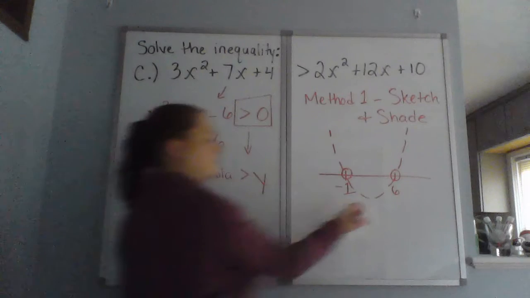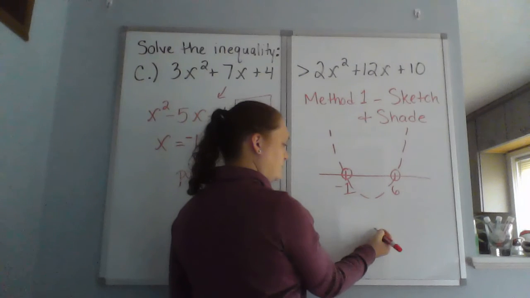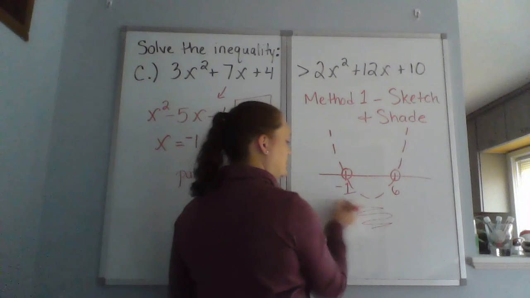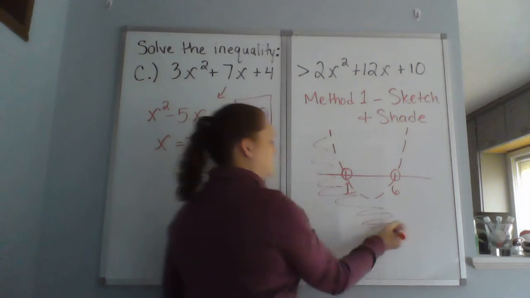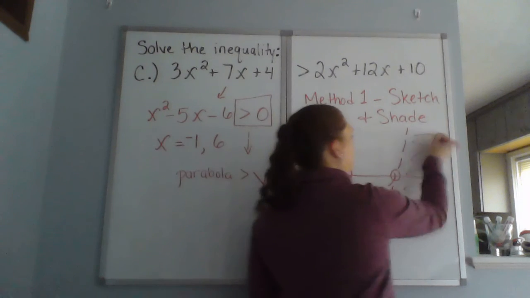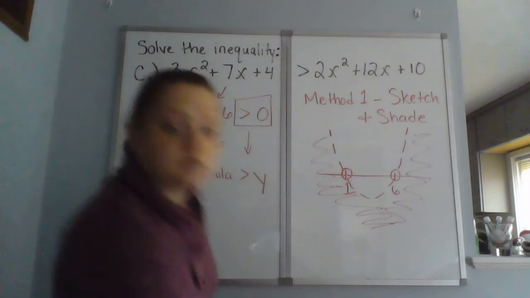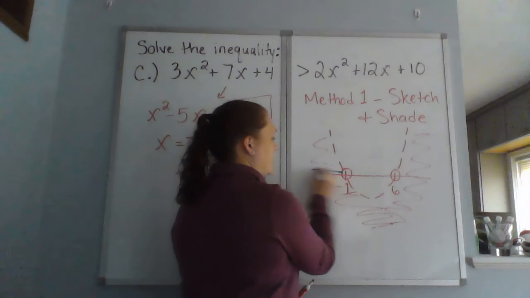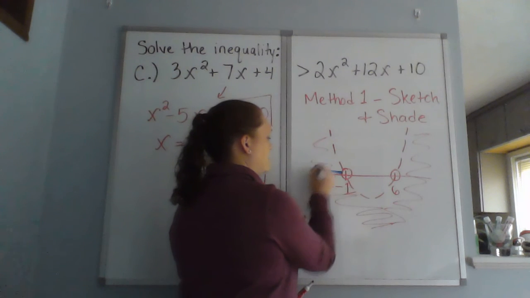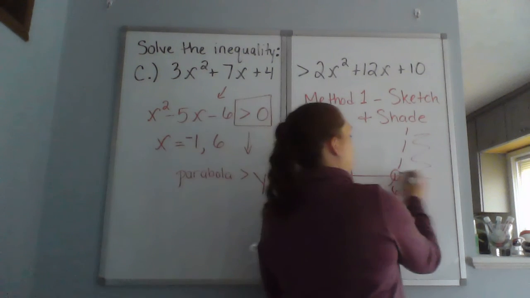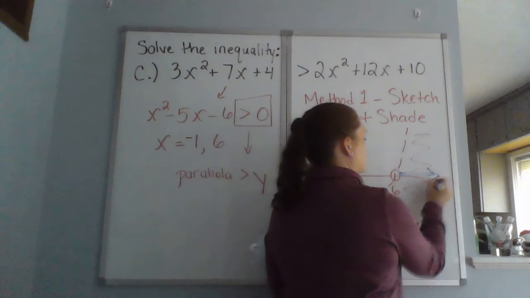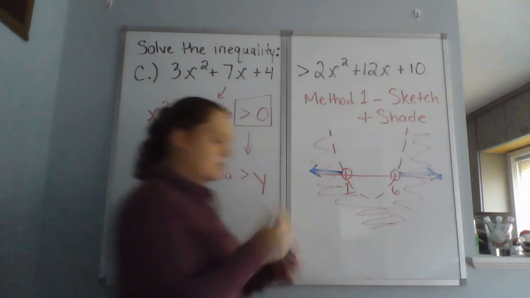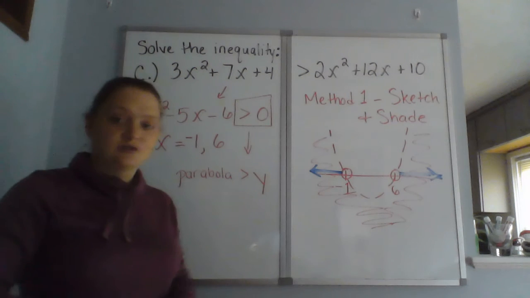That means looking at the vertex, I need to go down from there. So I'm shading down, which in this case is everything outside the parabola. That means that my solutions lie over here to the left of -1 and to the right of 6. Okay? So I need to try to write those intervals.